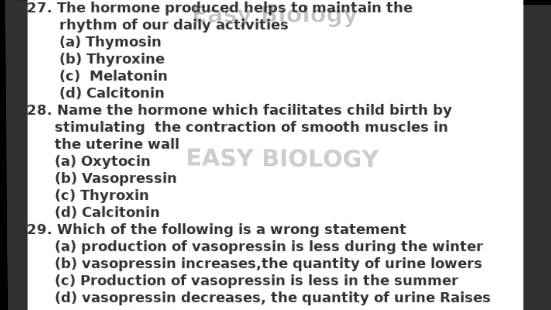Question number 29. Which of the following is a wrong statement? A. Production of vasopressin is less during winter. B. The vasopressin increases, the quantity of urine lowers. C. Production of vasopressin is less in the summer. D. Vasopressin decreases, the quantity of urine raises. So the wrong statement is the production of vasopressin is less in the summer.